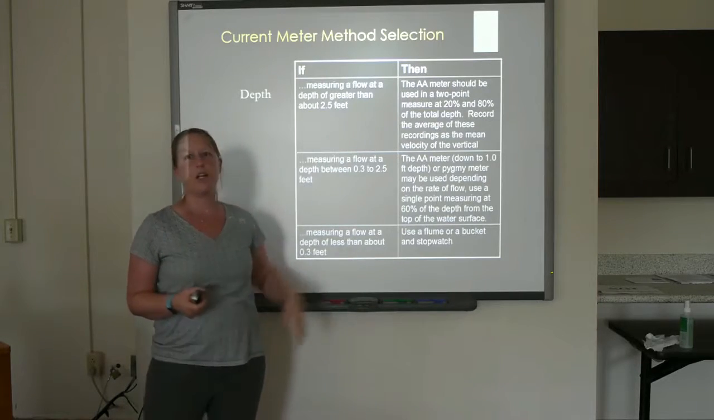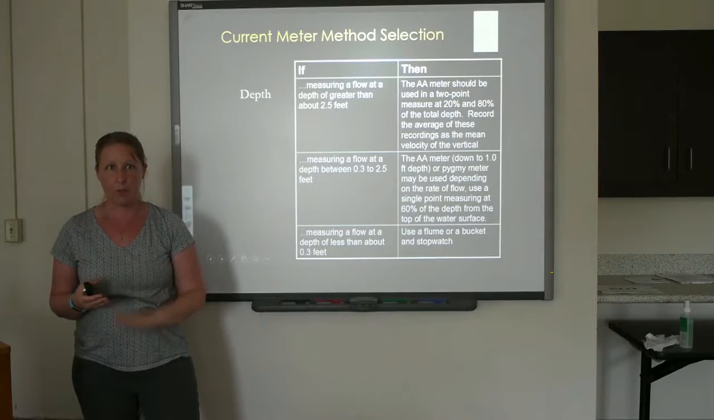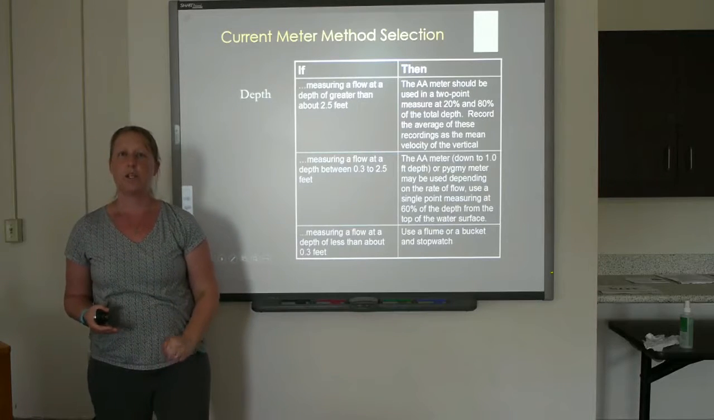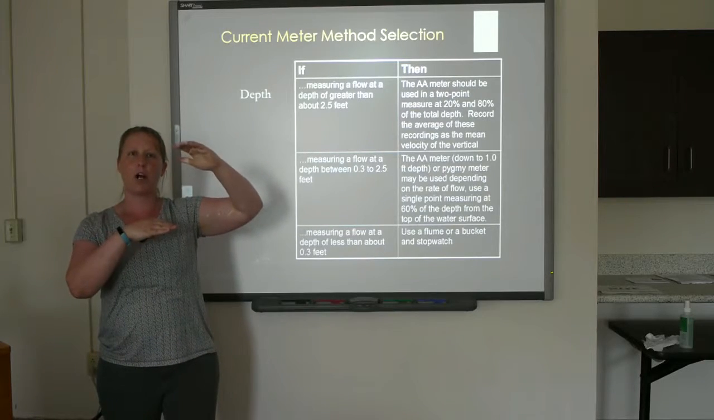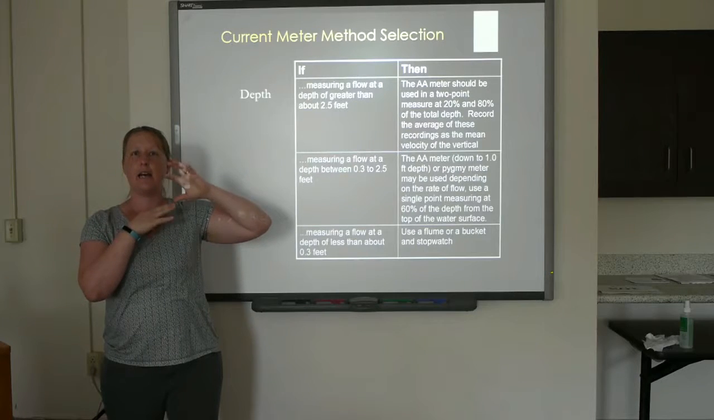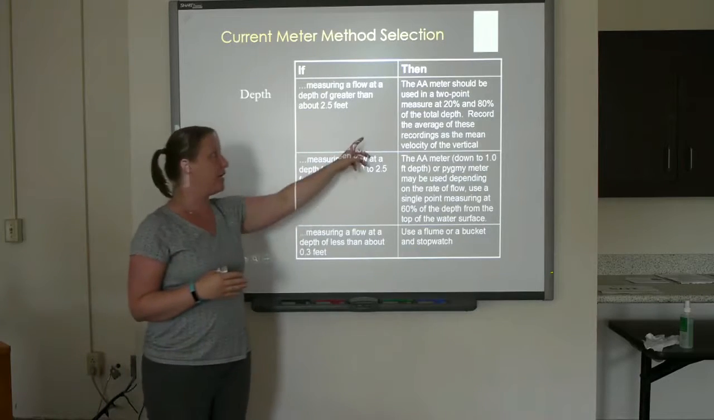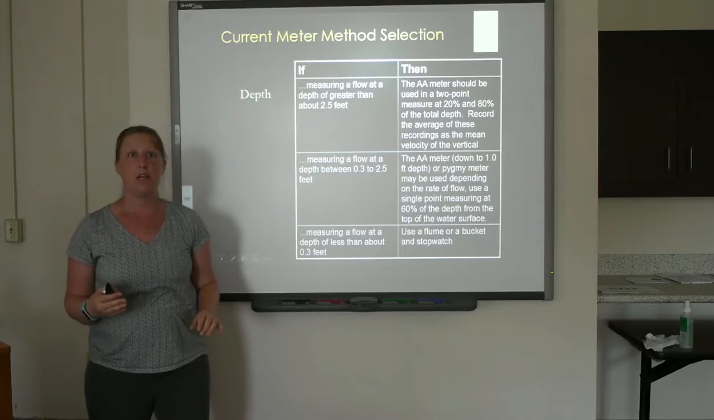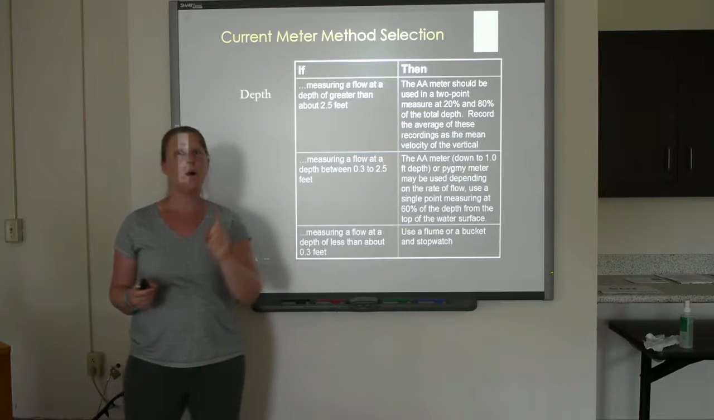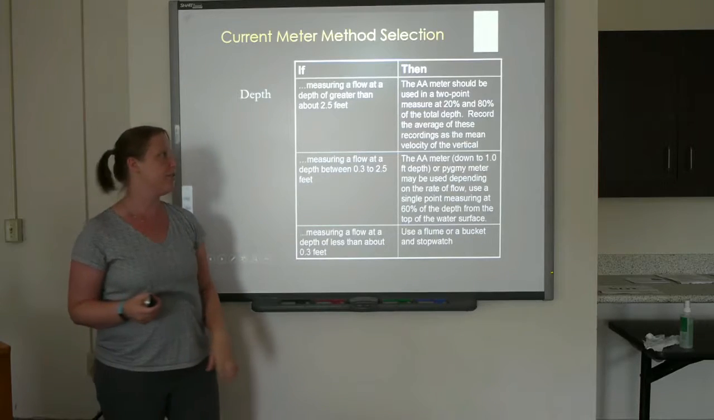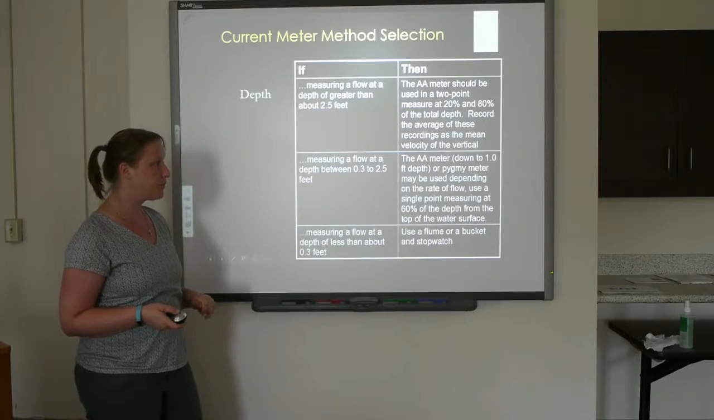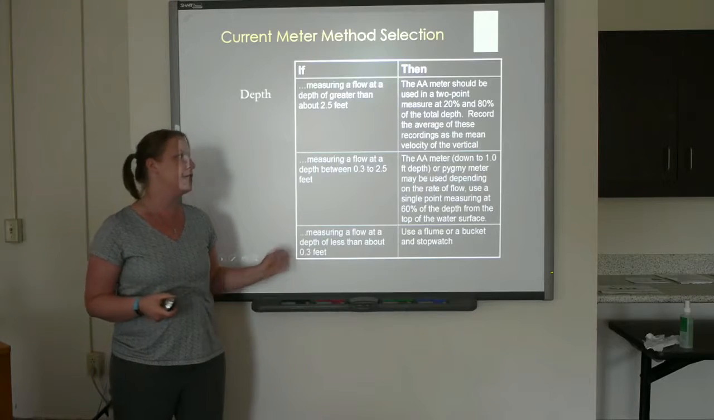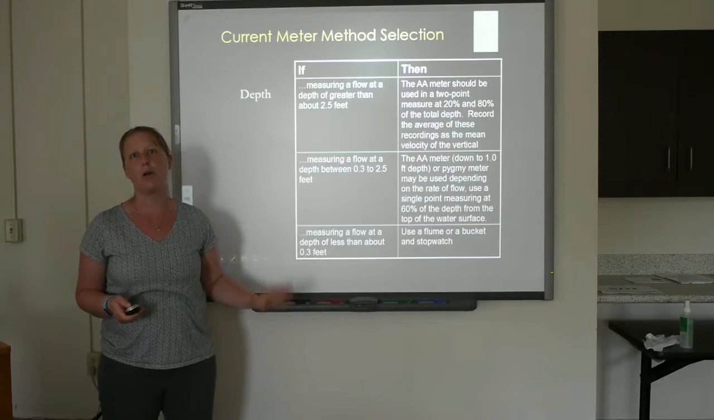In deeper water, you should be measuring velocity at 20% down from the surface and 80% down from the surface. So you should have 2 measurements along that water column that you can average to get an average velocity for that location. In water that's between 0.3 and 2.5 feet, you can measure velocity just at one location, 60% down from the surface, typically using a pygmy meter. If the depth is less than 0.3 feet, you need to use a different method. Usually that will be either a flume or bucket and stopwatch.